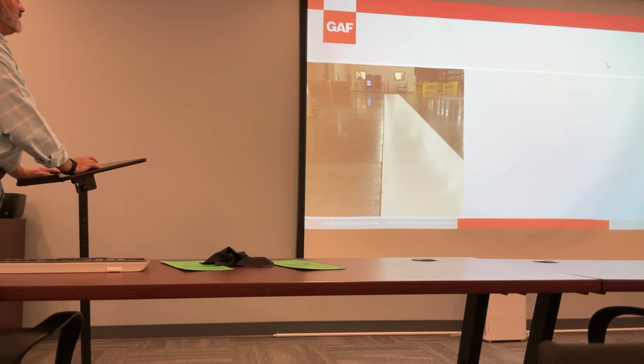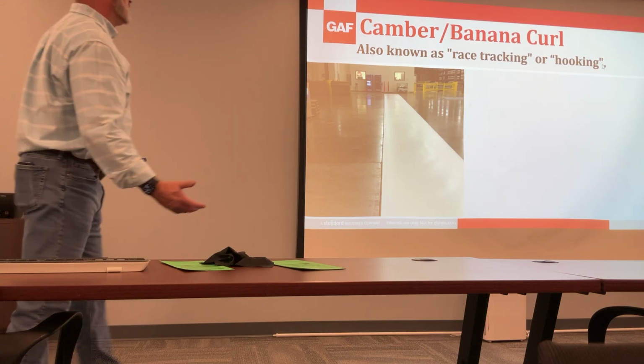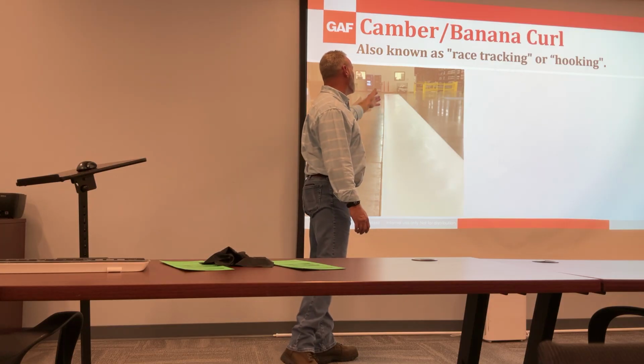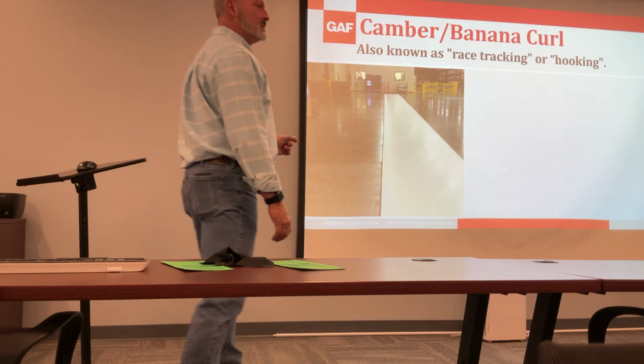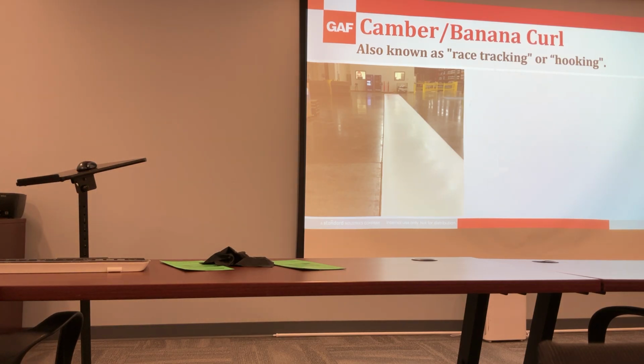All right, so you can't really see it there, but that's what we're talking about, banana curl. And like Tia was saying, it's the shape of a banana, right? So it cannot come out and curve more than half an inch. It's an inch. On the CE stuff it's tighter.